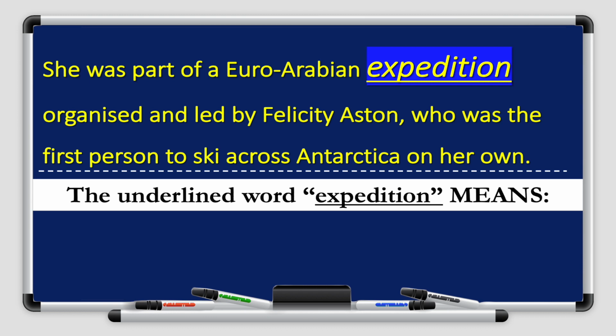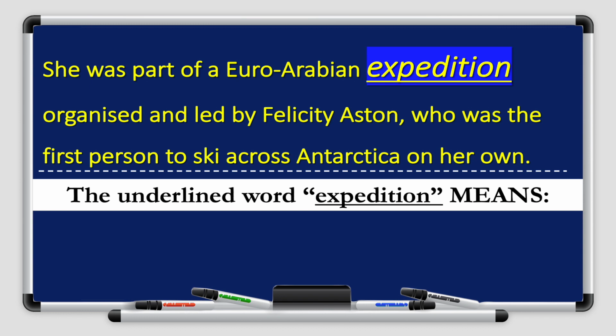In other words, for example, myself and my friends, we want to take a journey to explore, let's say, Mount Everest. So we all agree on going on this trip or this journey to explore some place or something. So it is a journey taken by a group of people in order to reach a final point they all agreed to do. She was part of a Euro-Arabian expedition organized and led by Felicity Aston.